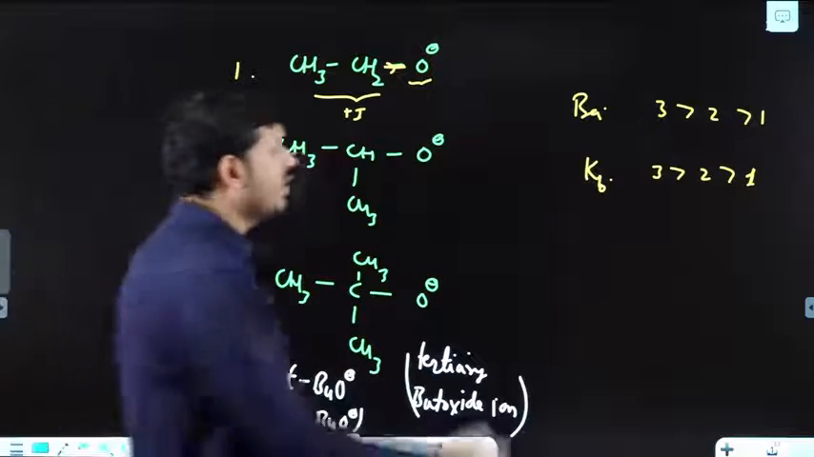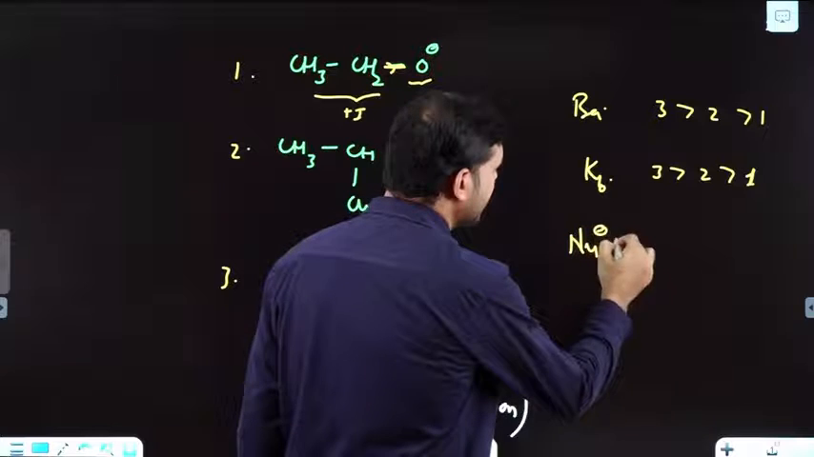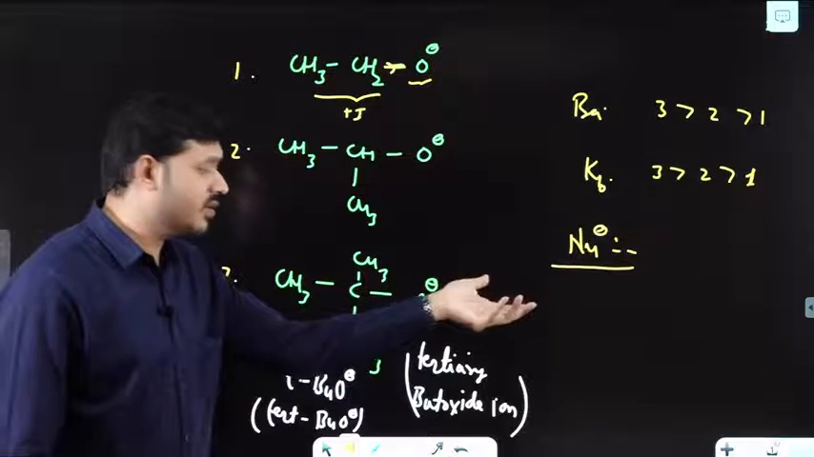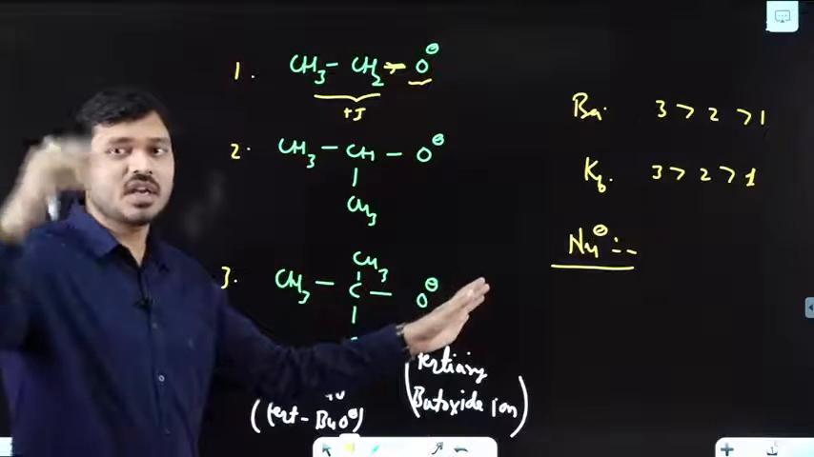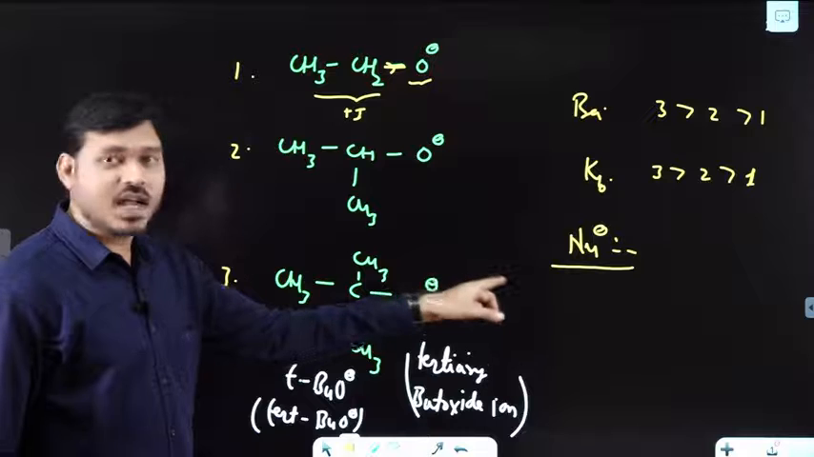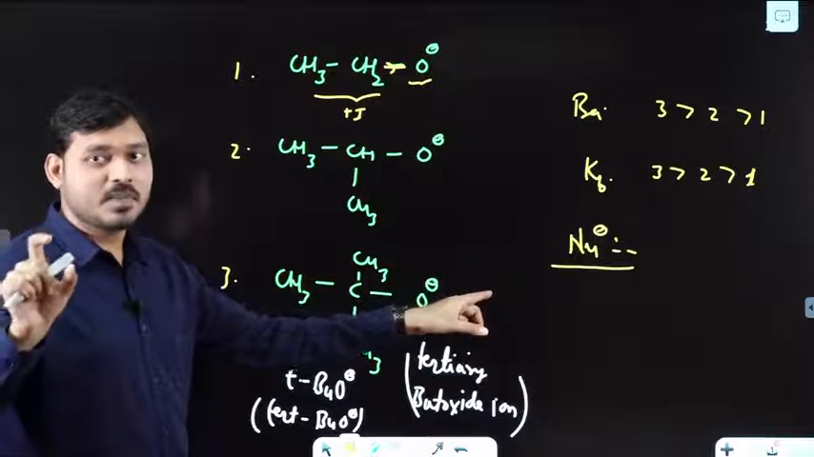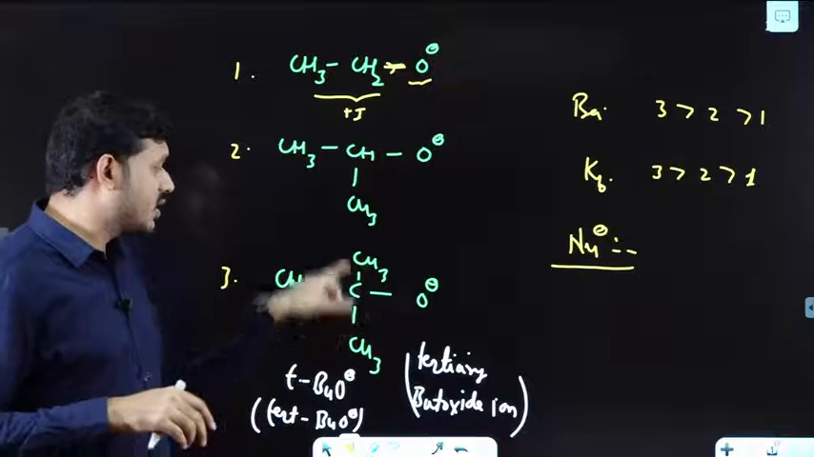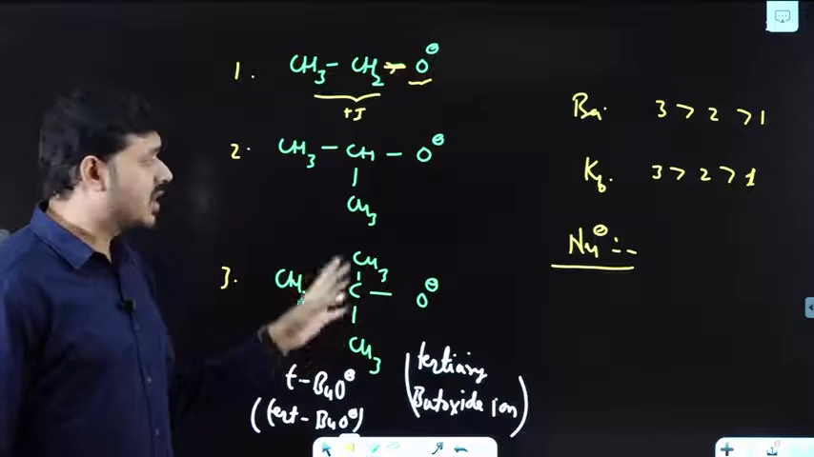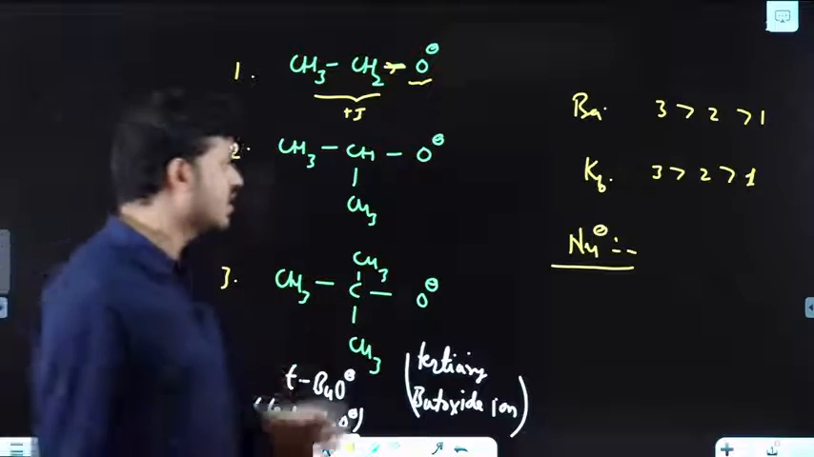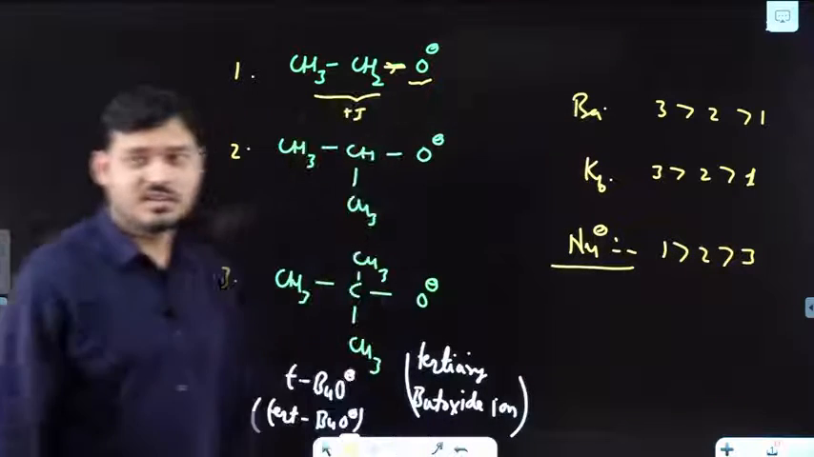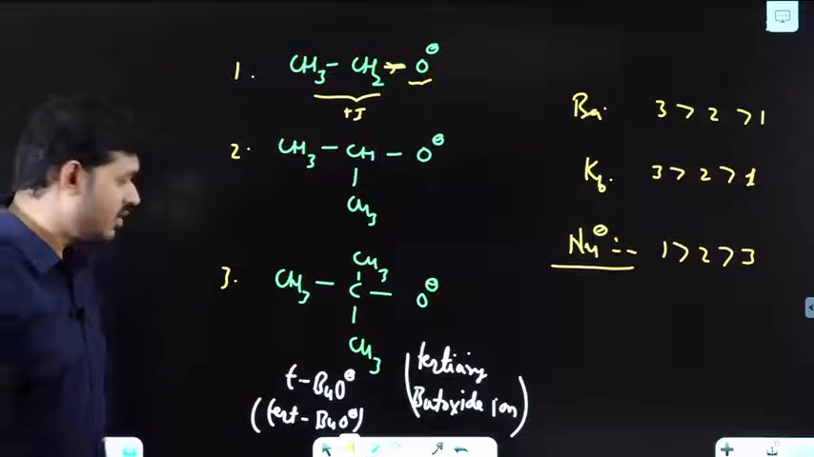Now if I have to talk about nucleophilicity, steric hindrance will be there. Why? Suppose there is a carbon with a positive charge and three methyls. This O minus will attack that positively charged carbon, but at the same time these groups will cause steric hindrance. So due to steric crowding, the nucleophilicity order is reversed. Here the order of nucleophilicity will be 1 greater than 2 greater than 3. I think you have understood this point. Note it down.